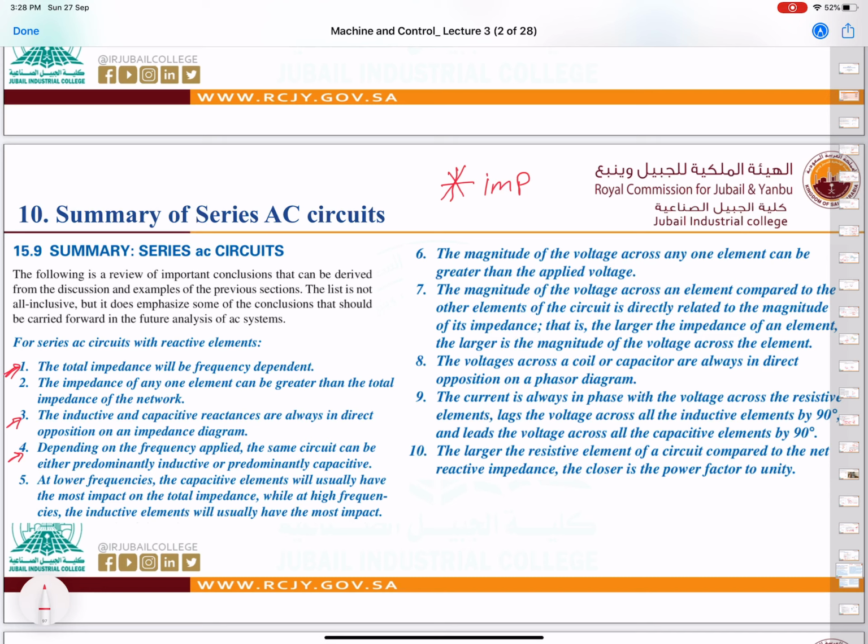أوكي. Now number 5: at lower frequencies, the capacitive elements will usually have the most impact on the total impedance, while at high frequency the inductive elements will usually have the most impact. Okay.